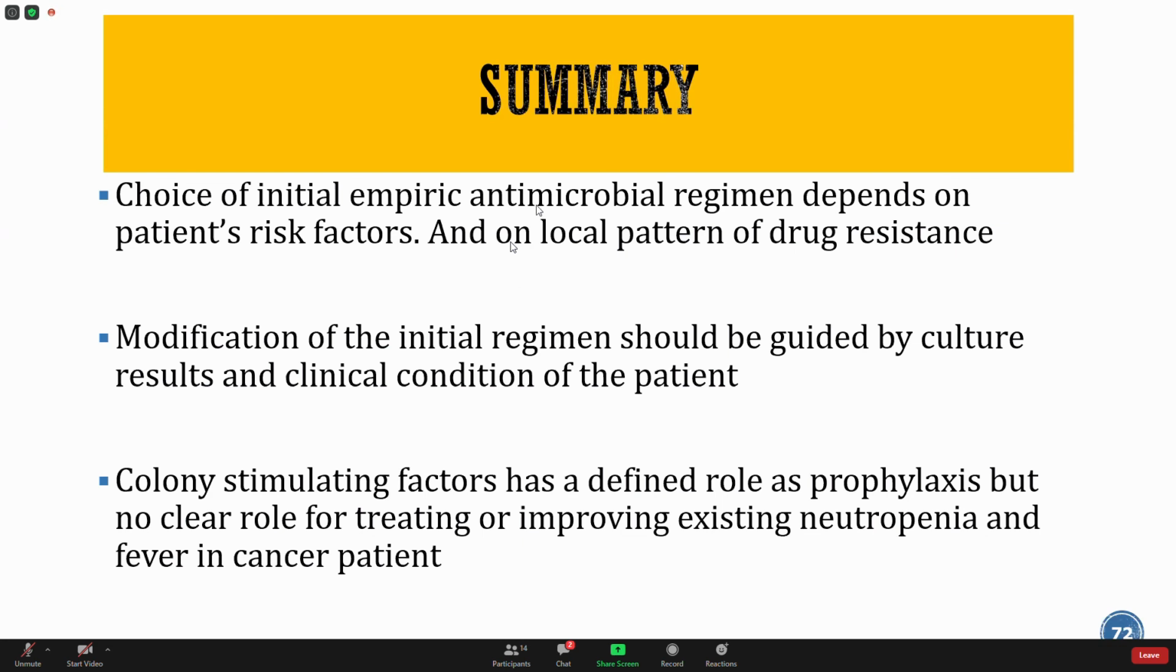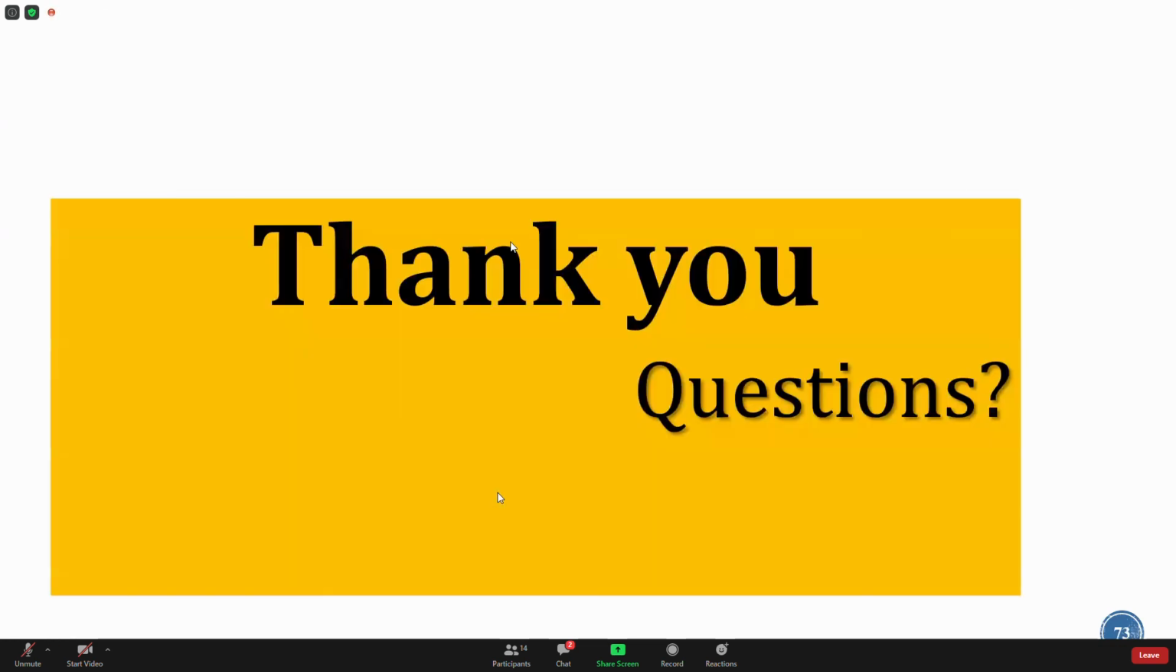Filgrastim plays a significant role in minimizing the morbidity and mortality associated with febrile neutropenia, and also when you use it for management of febrile neutropenia, it is cost effective, although it's not recommended by international guidelines.